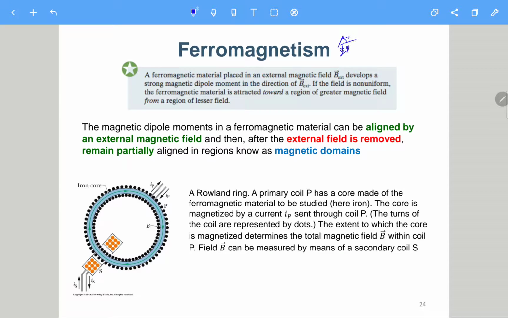This is ferromagnetism. There are totally three types of magnetism. A ferromagnetic material placed in an external magnetic field B external develops a strong magnetic dipole moment in the direction of B external. If the field is non-uniform, the ferromagnetic material is attracted toward the region of greater field. So it is somewhat like the paramagnetic material, but it has a more interesting characteristic.